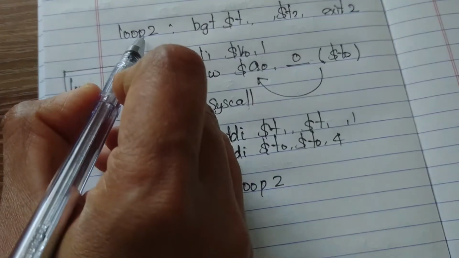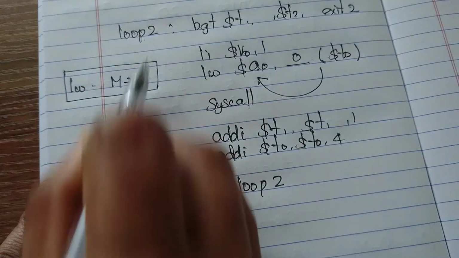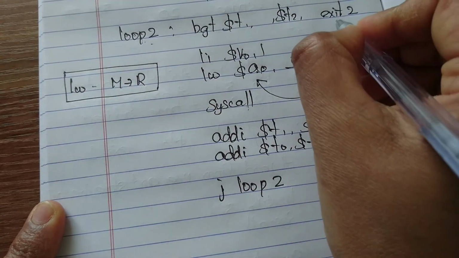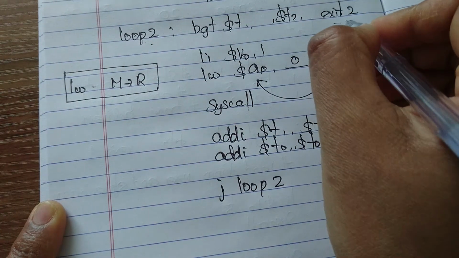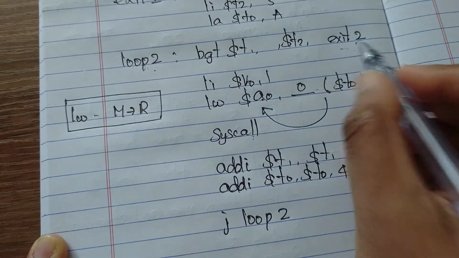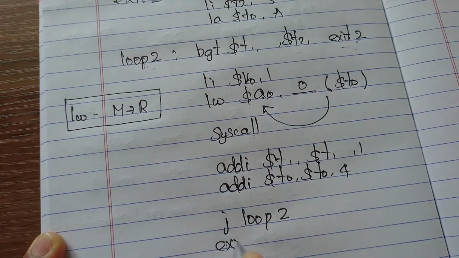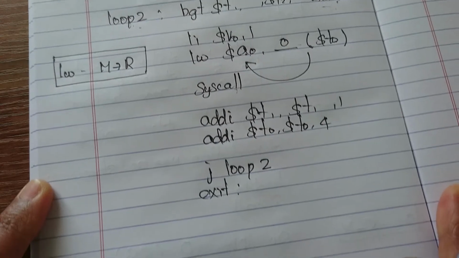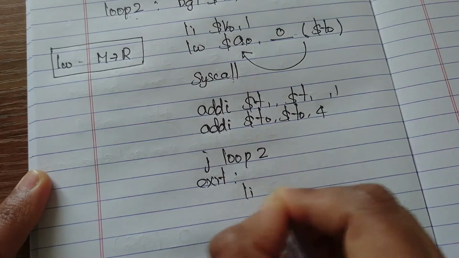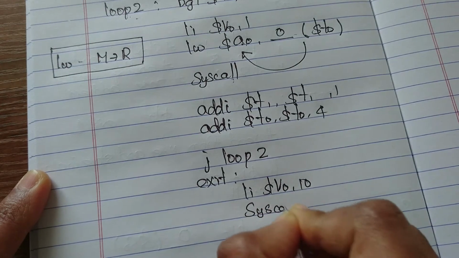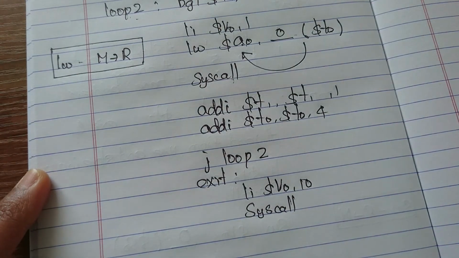This is loop 2, loop 2. So it goes in this loop, don't go to the other loop. And this exit, here I use the exit, so this exit comes here. If you have anything, you can write it. If you don't have anything, let's finish the program. Syscall to exit the program, terminate the program.